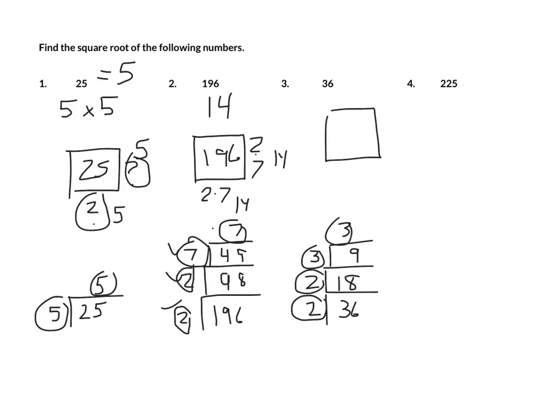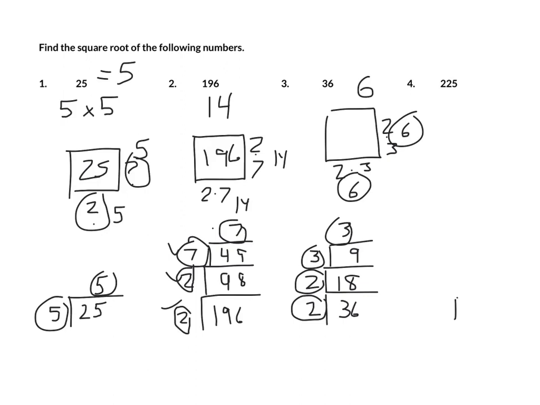So that means if both sides of the square have a 2 and a 3, that means 2 times 3 on this side is 6, and 2 times 3 on this side is 6, which means 6 must be the square root of 36.